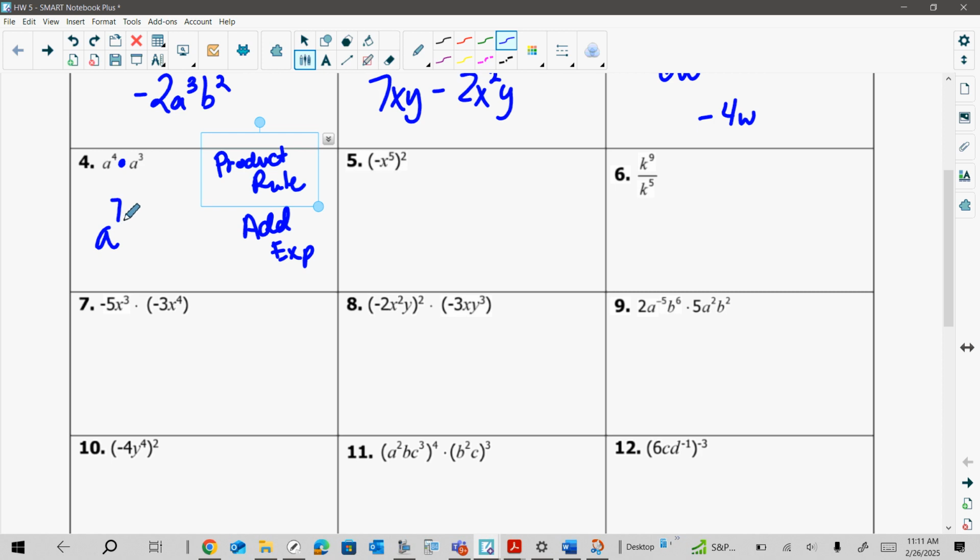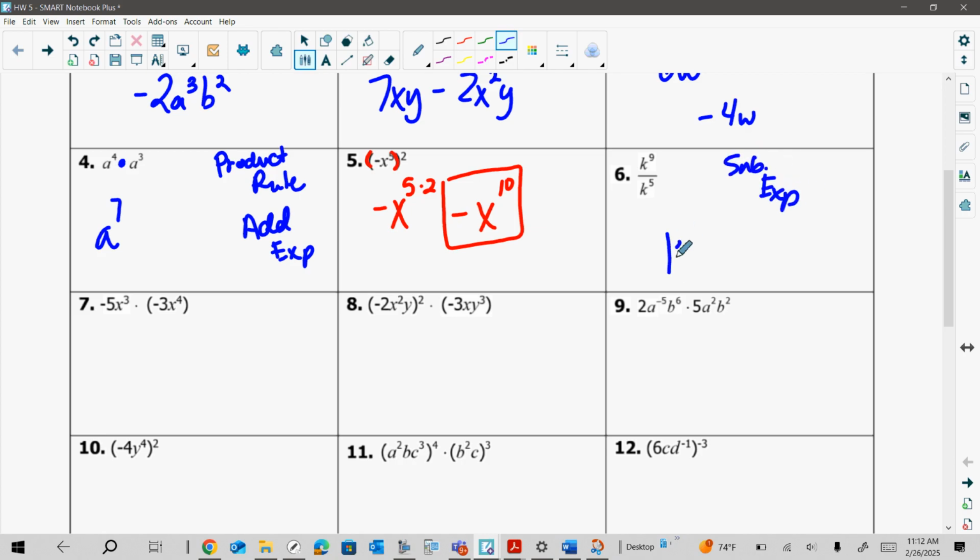Now look at 5. Because we have parentheses, negative x to the power of 10. You have to multiply the exponent. So negative x to the power of 10. Yes. Subtract the exponents. k to the power of 4. This is subtracting the exponents. k to the power of 4. Good eye.